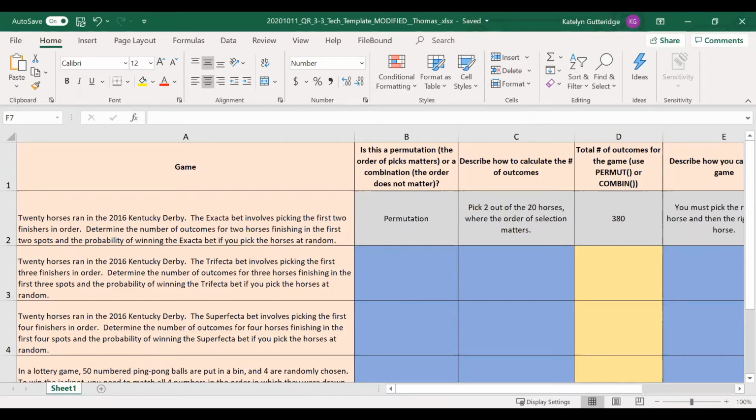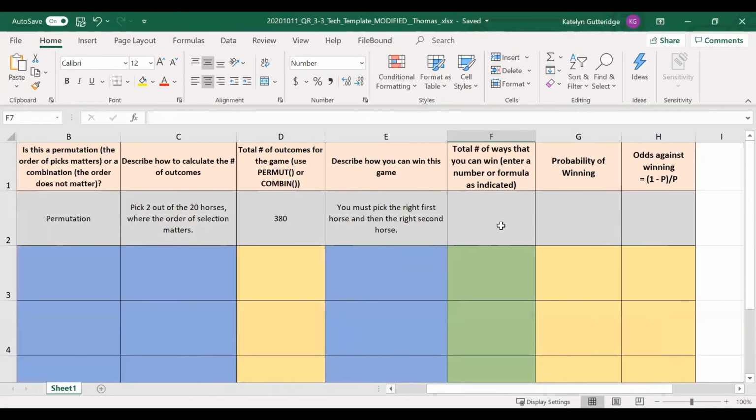So if we have the horse Baby Doll coming in first and we have the horse Bella coming in second, we have to pick Baby Doll for first. We have to pick Bella for second. If we pick Bella for first, Baby Doll for second, we're not going to win anything. We have to get that order right. So there's only one way to get this right. So we would put a 1 there. On most of these, there will be only one way to win because you have to match it exactly. On that last one, it is going to be a little different. So make sure you are using a calculation, use those combinations to help you out on that last one.